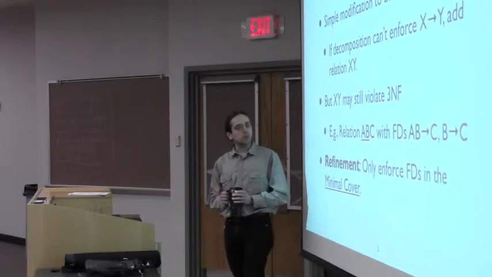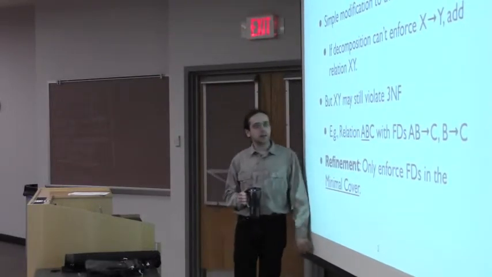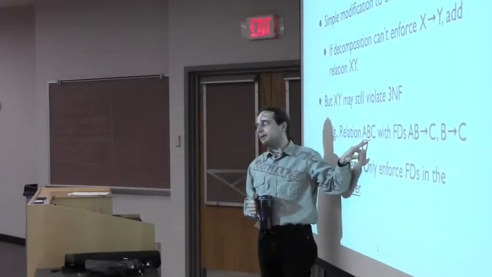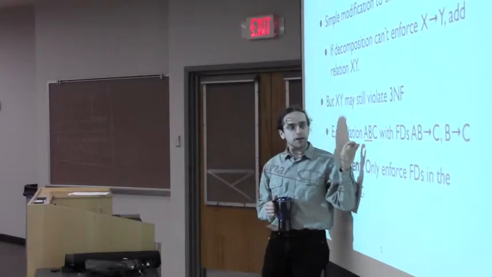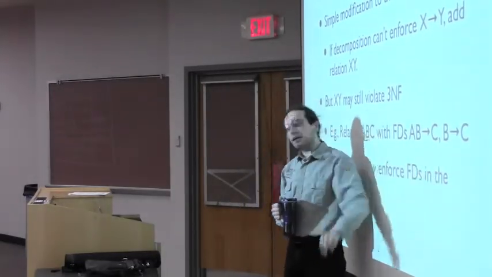And so, one thing that we can do. Actually, let me give you an example of that. Let's say you have a relation ABC with a key AB. And that key has the functional dependencies AB goes to C and B goes to C.